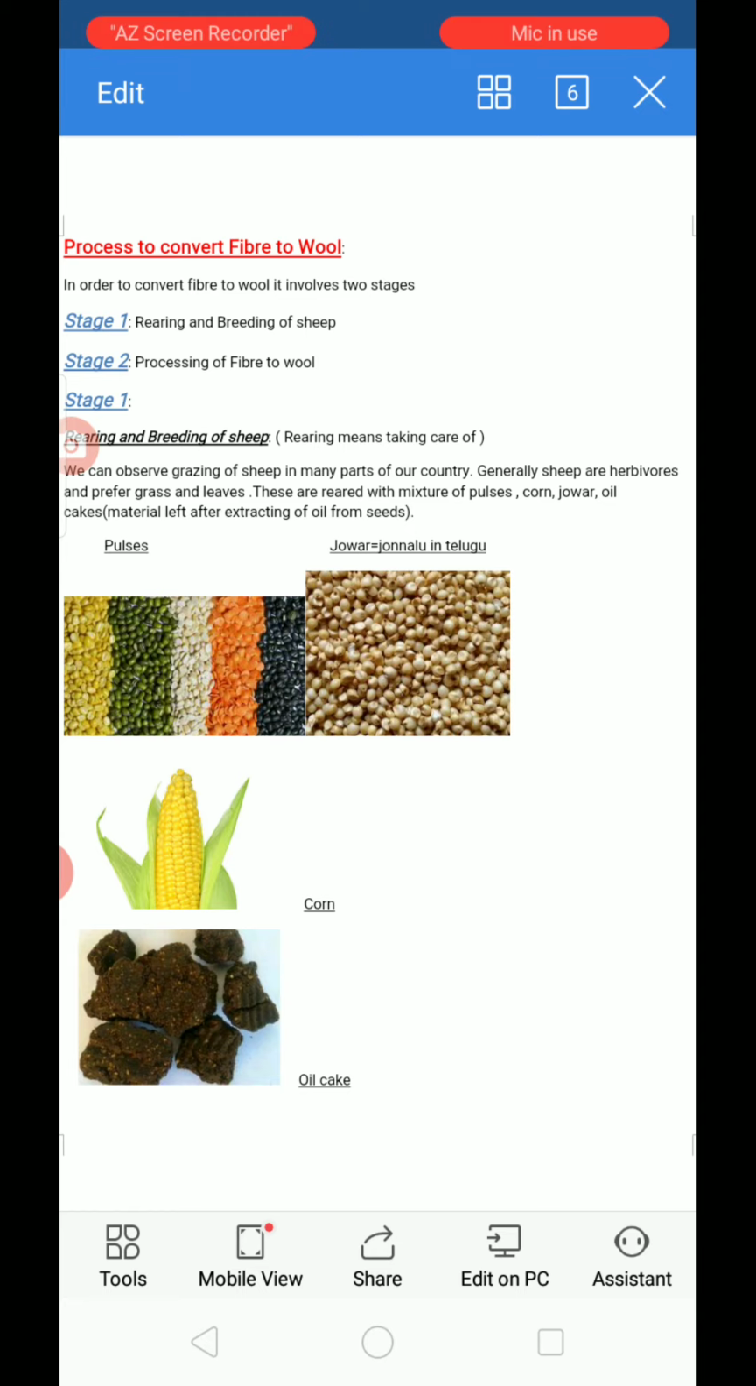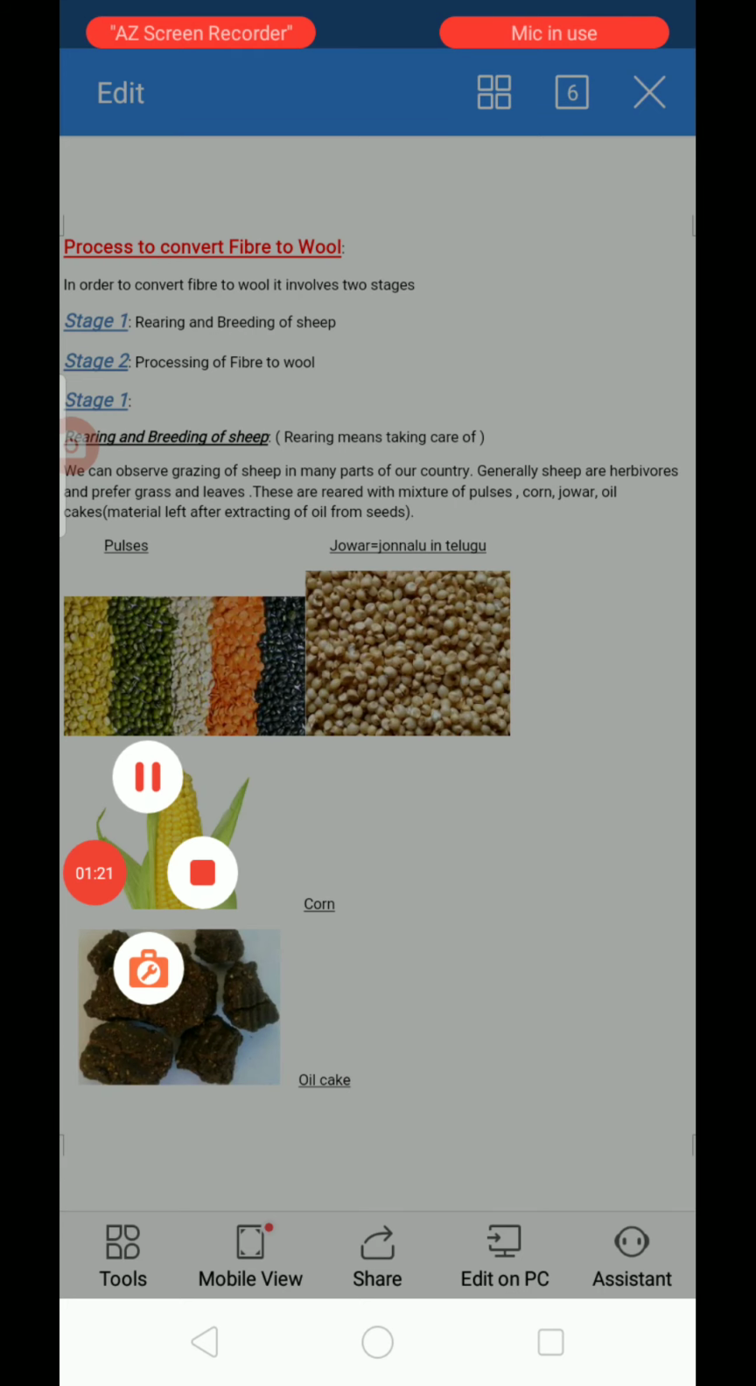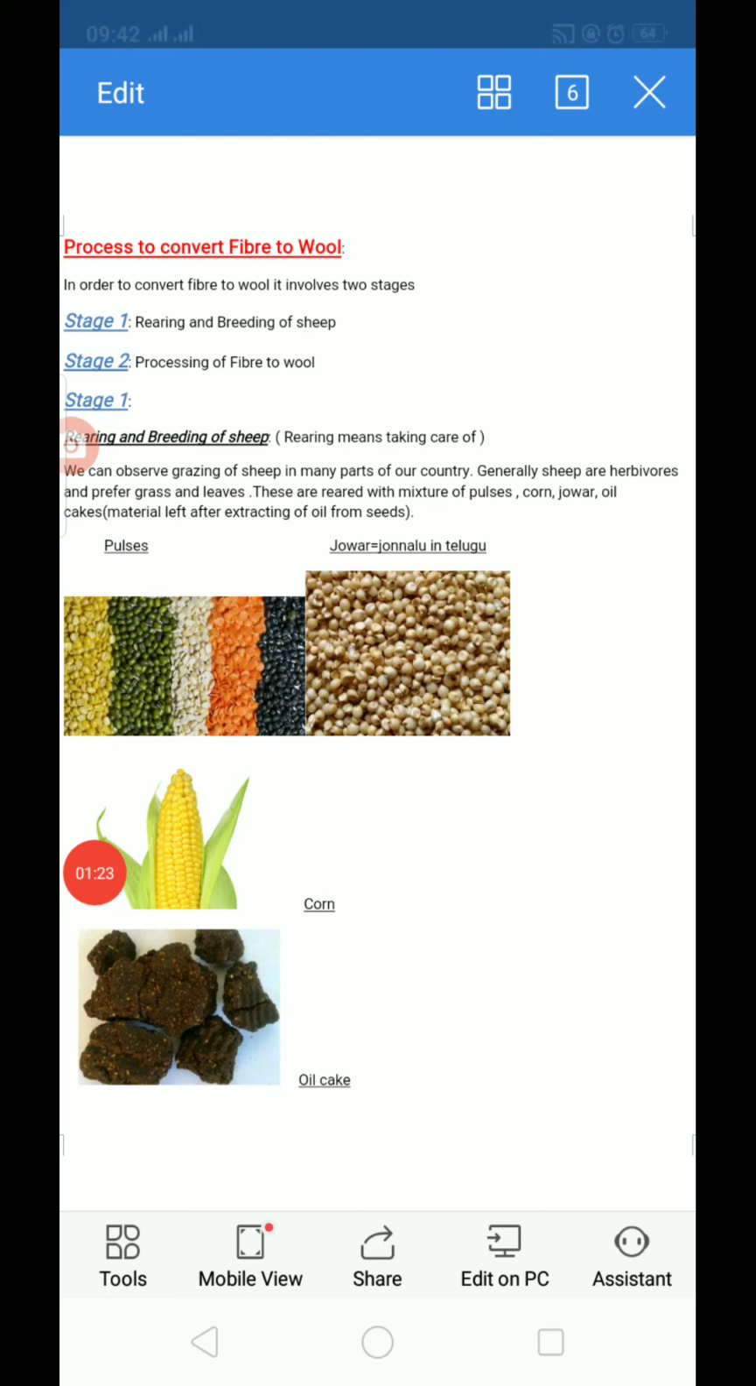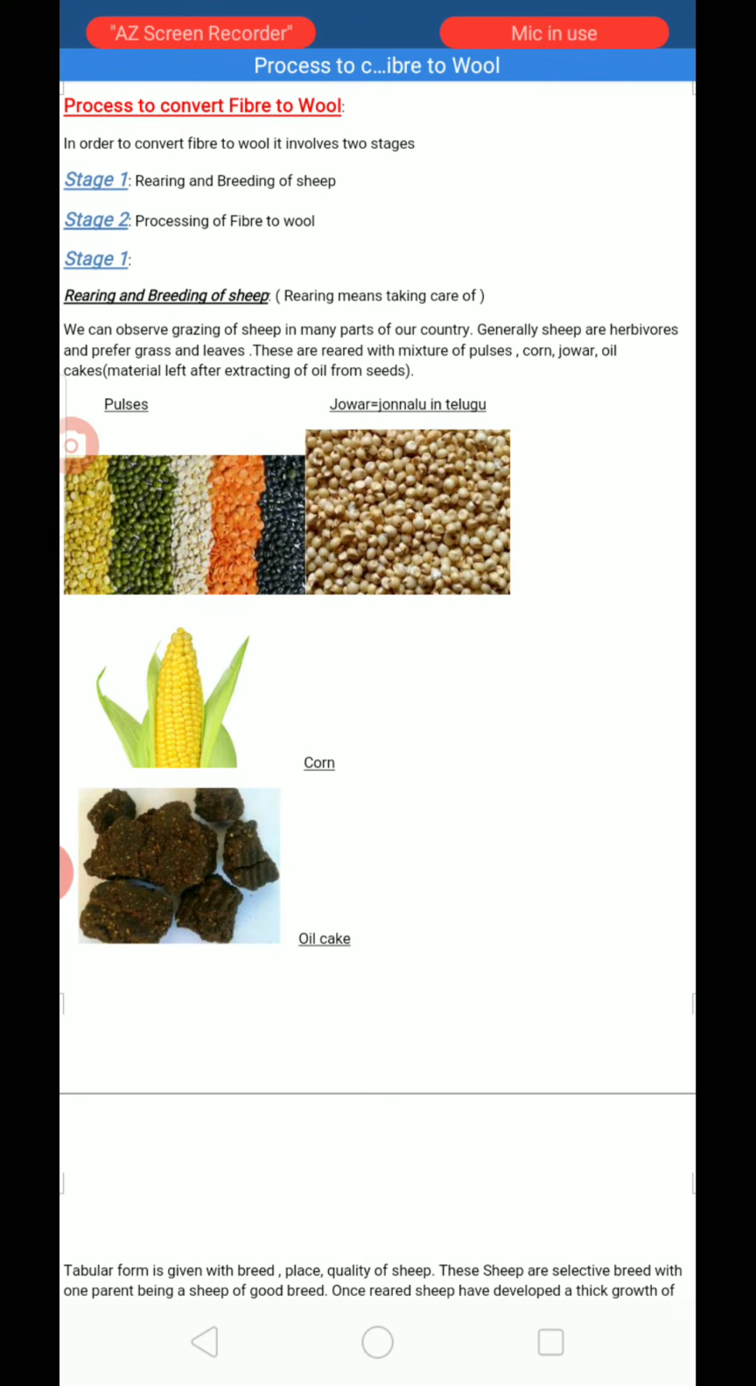In order to convert this fiber to wool, it involves two stages. Stage 1 is rearing and breeding of sheep. Stage 2, processing of fiber to wool. In stage 1, rearing and breeding of sheep.